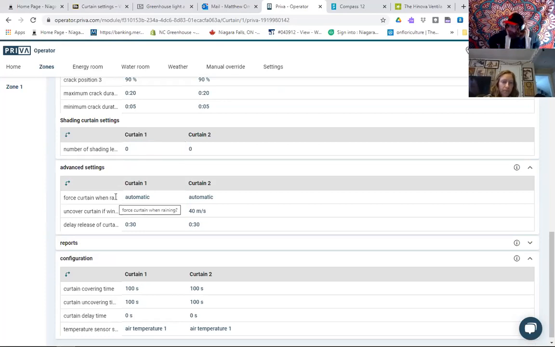Advanced settings. If it's windy or it's raining, you can have your curtains cover or uncover the crop based on those conditions. In a typical Venlo, small vent style greenhouse, this isn't really a huge factor. But if you did have large peak vents, this could definitely play a role. Same with a large gutter vent on a poly greenhouse. So the larger the vent, the more this would come into play.